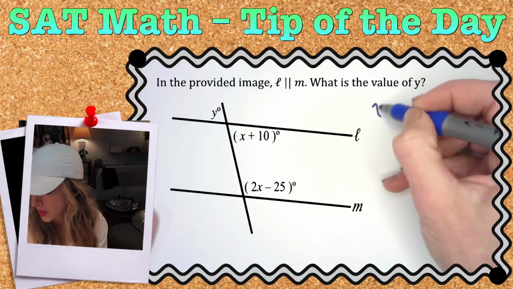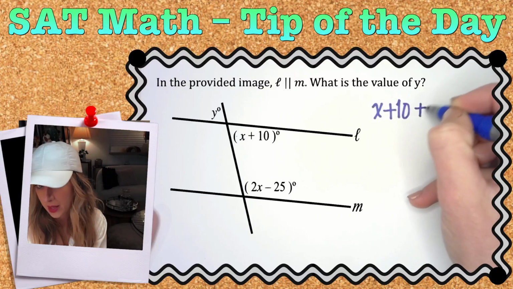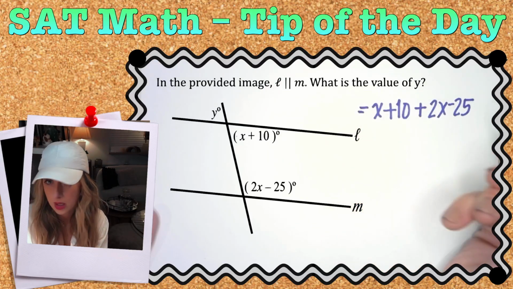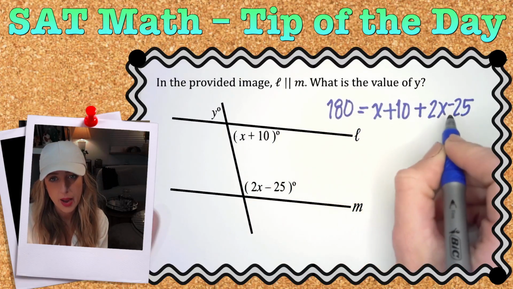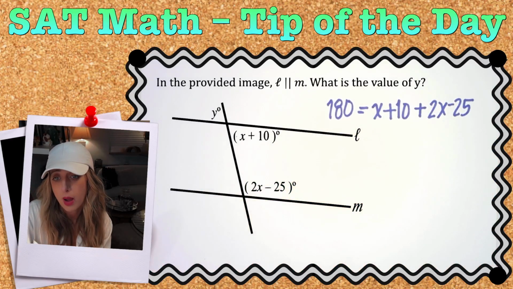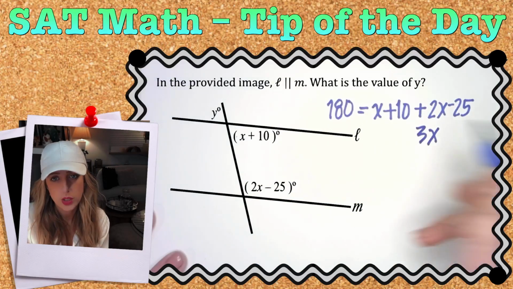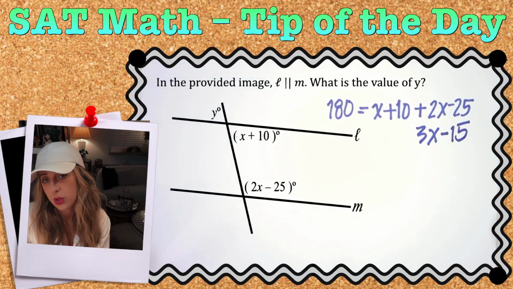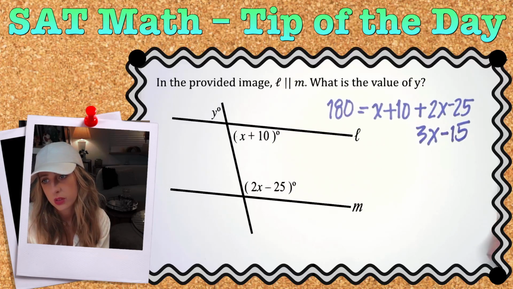So what we're going to do is we're going to start an equation. X plus 10, which is our first angle, plus 2X minus 25. Okay, these two angles together, I'm just going to write it on this side, equal 180 degrees. Combine like terms. You're not subtracting 2X. It's not on the other side. They're on the same side. So we're just going to combine like terms. So what is X plus 2X? 3X, of course. And what is 10 minus 25? Negative 15.